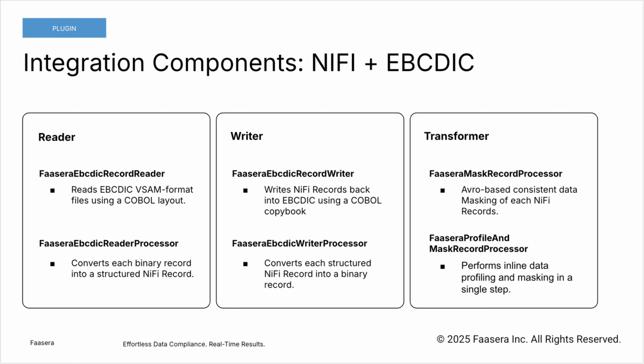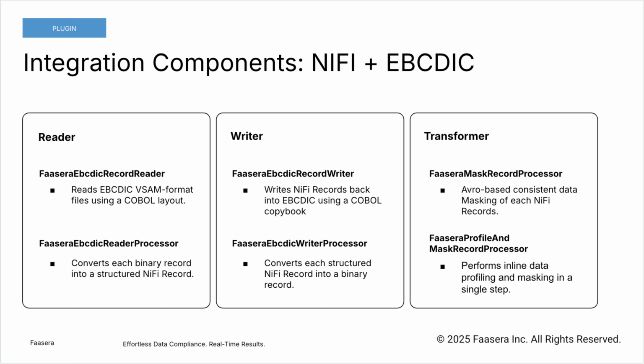To start, we've developed a custom EBCDIC reader. It can interpret standard COBOL copybook layouts and accurately convert raw binary records into NiFi-compatible Avro format, ready for downstream processing. On the other end of the pipeline, we've got a custom EBCDIC writer, which takes those Avro records and converts them right back into binary, supporting both fixed length and variable length files. This ensures full round trip integrity, so you can read and write EBCDIC records without losing fidelity.